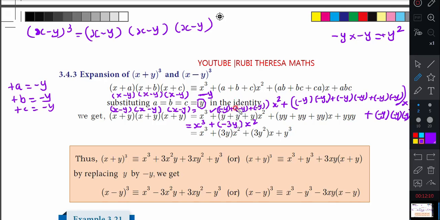No need to multiply there like this. Plus into minus, minus, plus into minus, minus like this. Actually, instead of writing like this also you can write minus y, minus y, minus y into x squared. Like this also you can write. Understand? Because this is addition. This is addition. But since you are using the identity, just I wrote it like this.